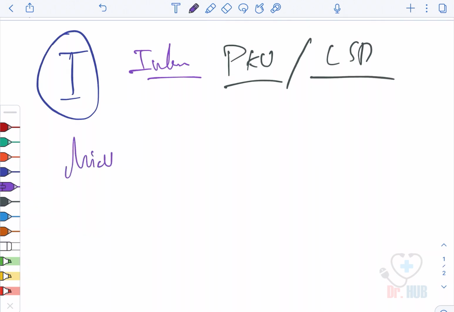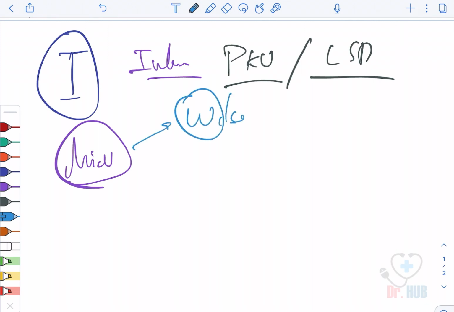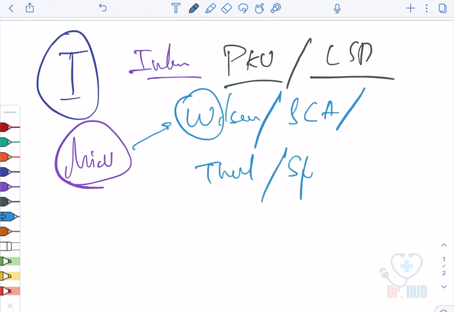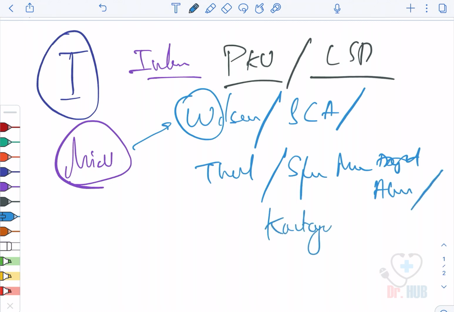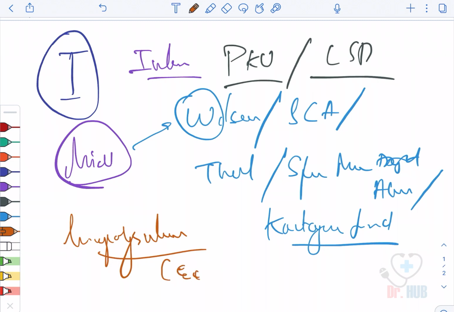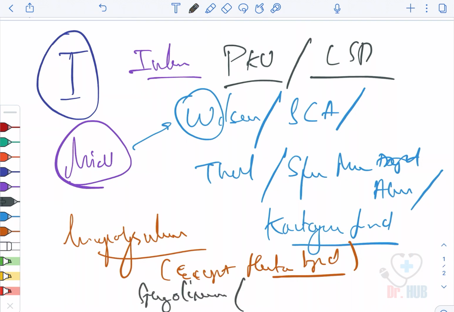So there are other miscellaneous diseases. This includes Wilson's disease, sickle cell anemia, thalassemia, spinal muscular atrophy, and Kartagener syndrome. Next there is also mucopolysaccharidosis, and this is except Hunter's syndrome, as well as sphingolipidosis, and this is except Fabry disease.